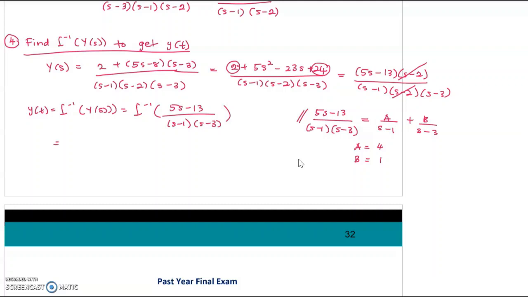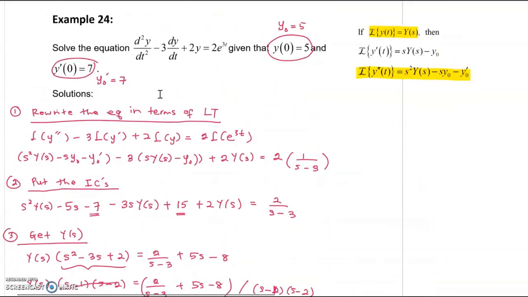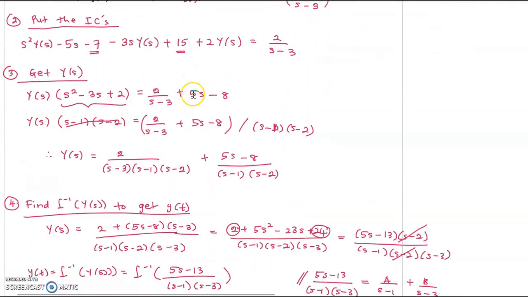So finally, your yt is the inverse of 4 over s minus 1 plus 1 over s minus 3. By the table, this is now straightforward. This is 4 exponent of t plus exponent of 3t. So that's your answer yt. Okay, so this is how you solve the BVP, the second order differential equation, by using the Laplace transform. All right.